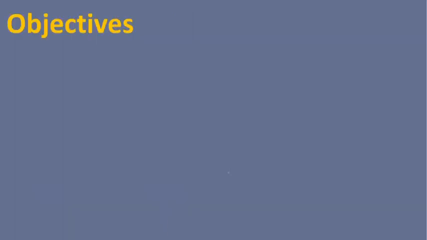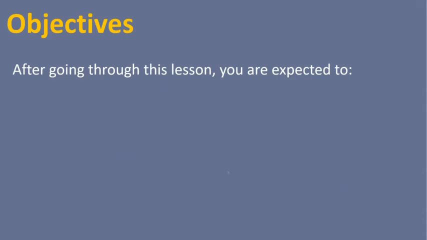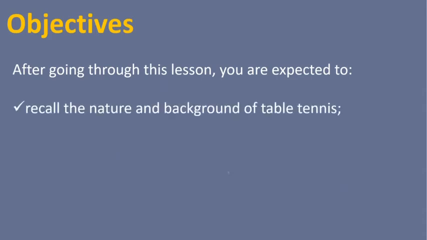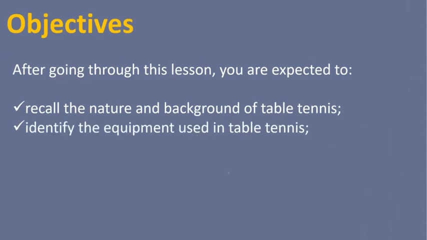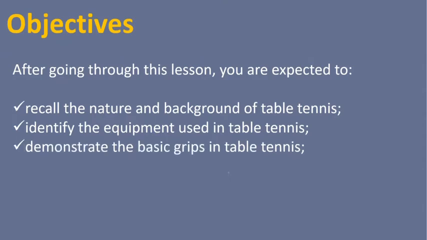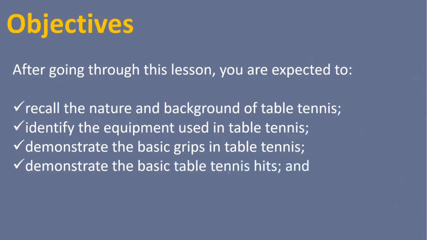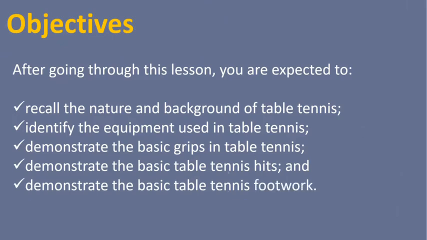The objectives for this lesson: after going through this lesson, you are expected to first recall the nature and background of table tennis. Second, identify the equipment used in table tennis. Number three, demonstrate the basic grips in table tennis. Number four, demonstrate the basic table tennis hits. And lastly, demonstrate the basic table tennis footworks. These are the expected things that you are going to learn and apply.